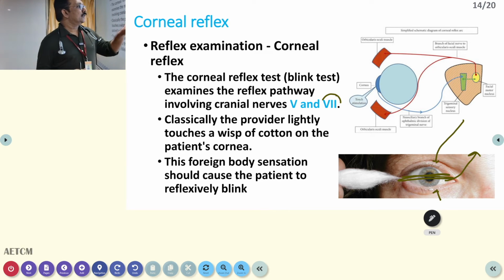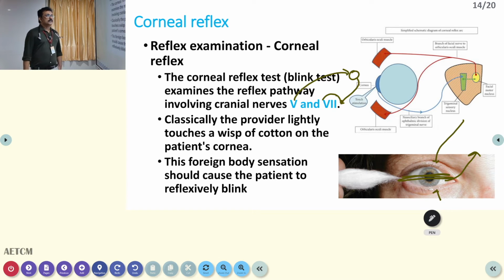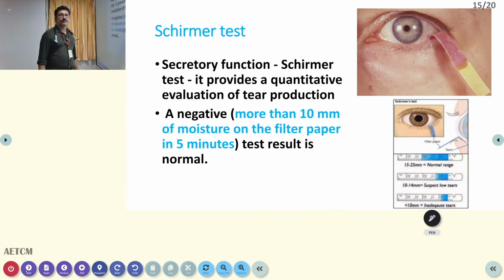Okay, so the fifth cranial nerve carries the sensation to the brain, and there will be a center. From there, the seventh cranial nerve tries to close the eyelids. So that is a test for the sensation in the eyes. This is called the blink response or blink test. That also should be done to know the sensation in the face. We are testing two nerves, that is the fifth and seventh cranial nerve.